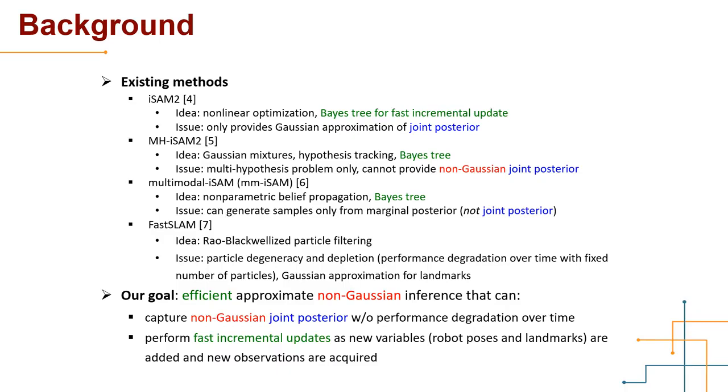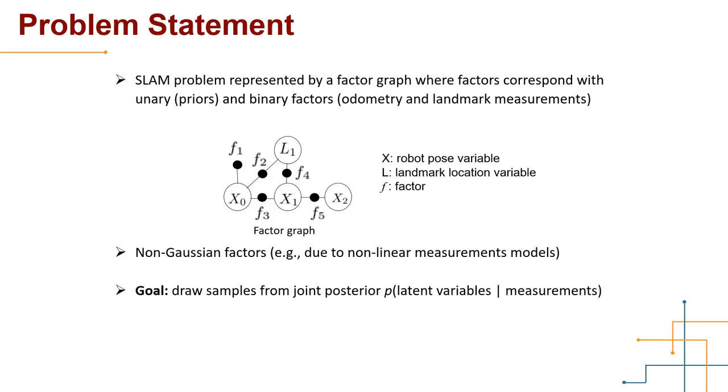In our work, we aim at an efficient non-Gaussian inference algorithm that can capture non-Gaussian joint posterior without performance degradation over time. And the algorithm will perform fast incremental updates when new variables are added and new observations are acquired. Here is our problem statement.